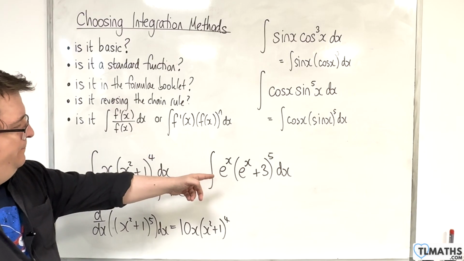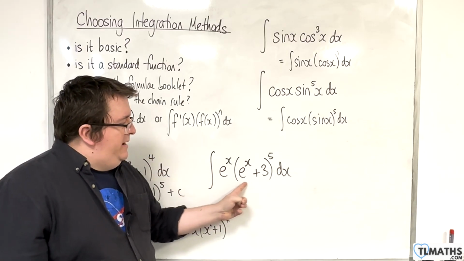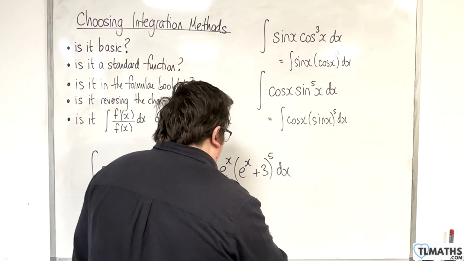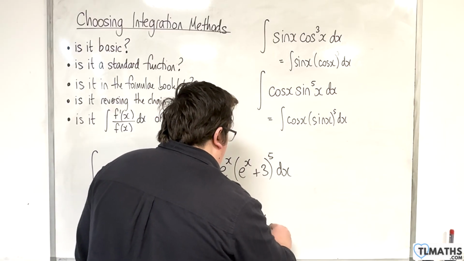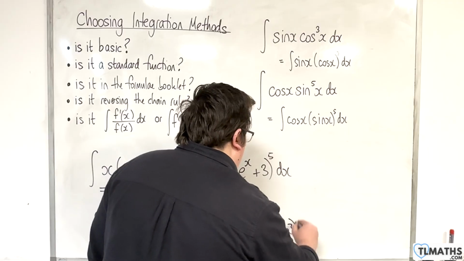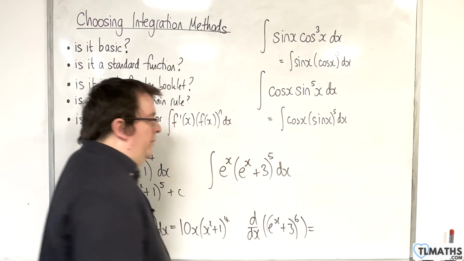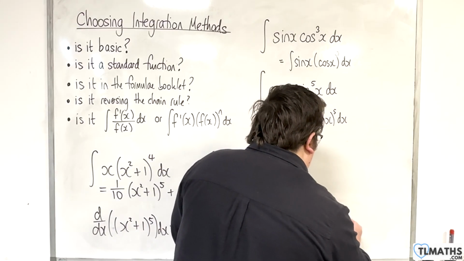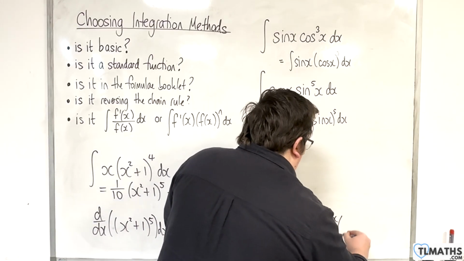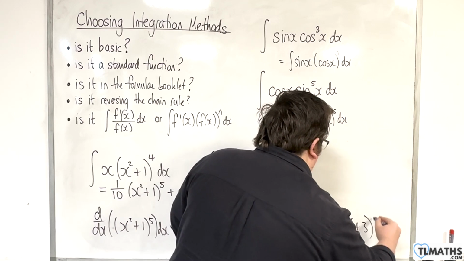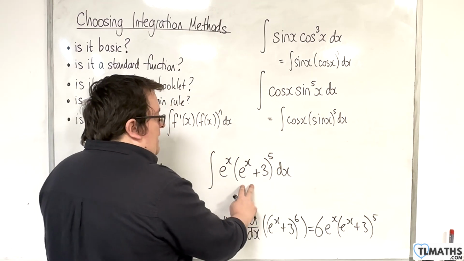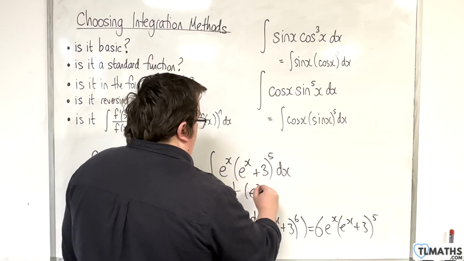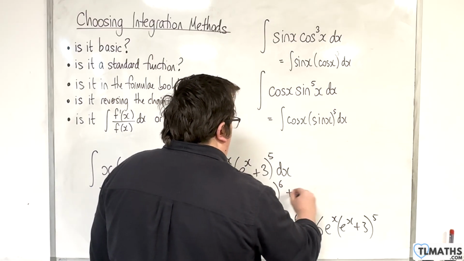So, this one, e to the x plus 3 is the interior function. That differentiates to e to the x. So imagine having e to the x plus 3 to the 6. You've added 1 to the power. What does that differentiate to? Well, the derivative of the inside comes outside. That's e to the x. The 6 will come down to the front. And we're going to take 1 from the power. So what do we get from this? 1 over 6, e to the x plus 3 to the 6, plus c.